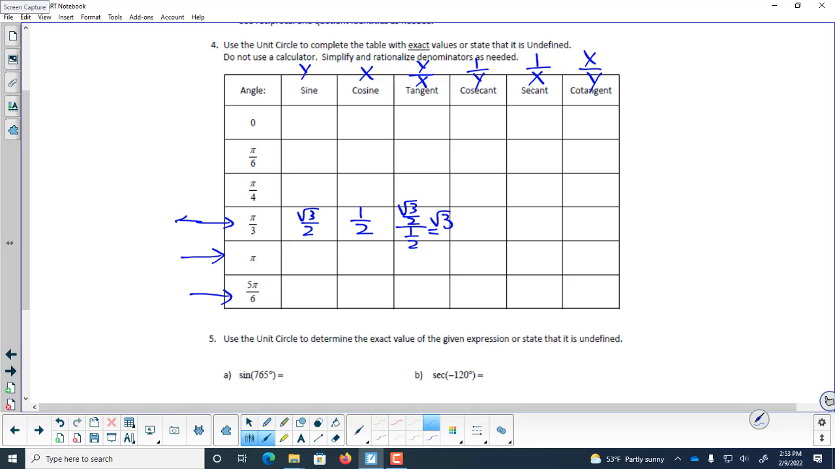Cosecant is the reciprocal of sine. And we can talk about rationalizing that. I'm just going to flip them for right now.